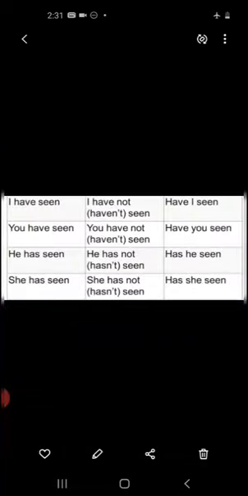Alright, have a look at the examples. The first one is affirmative, I have seen. To make it negative, what we have done, we just put not after have, and the sentence will become negative. I have not seen. Now to make it interrogative, we put have before the subject I, and it will become interrogative. Have I seen? Clear?